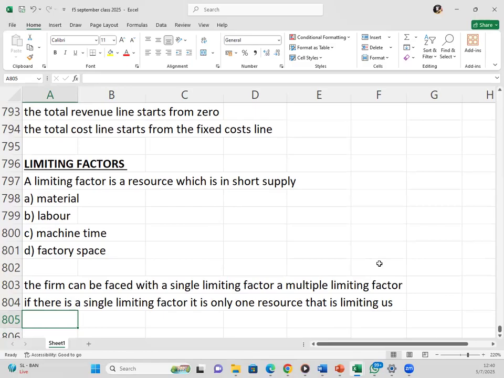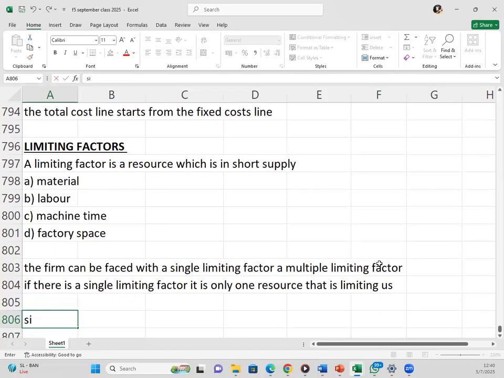But for multiple limiting factors, it's more than one resource. So let's start with a single limiting factor.